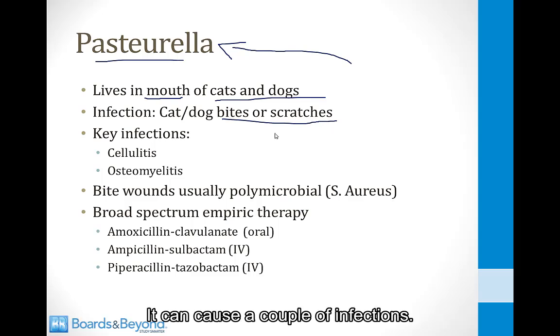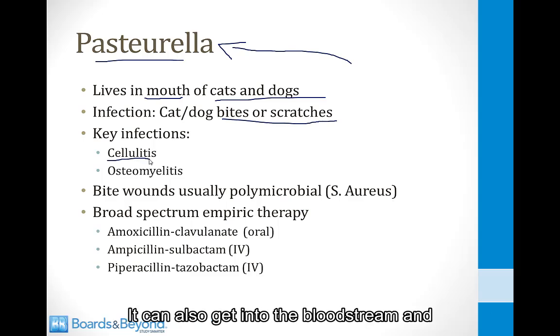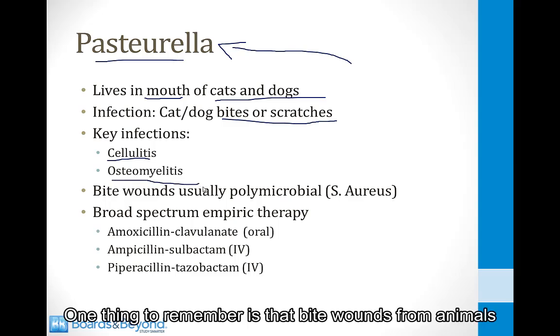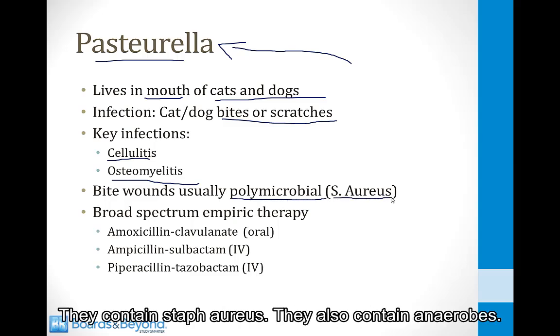It can cause a couple of infections. It can cause cellulitis when it bites or scratches the skin. It can also get into the bloodstream and cause osteomyelitis. And one thing to remember is that bite wounds from animals are usually polymicrobial. They contain Staph aureus. They also contain anaerobes.